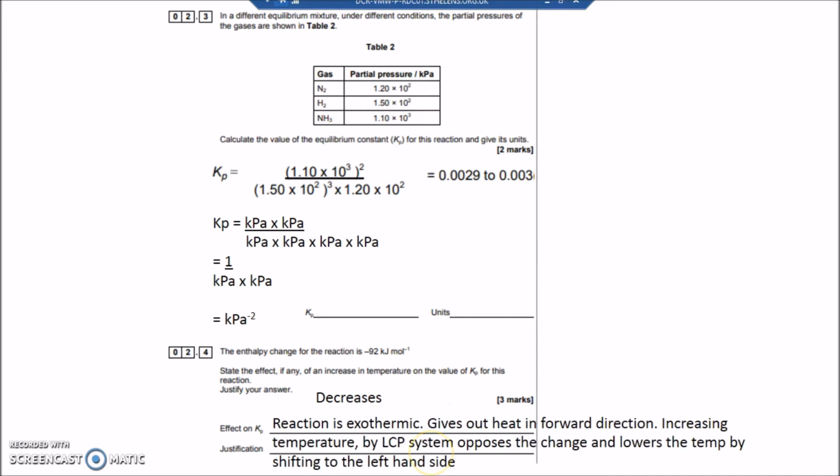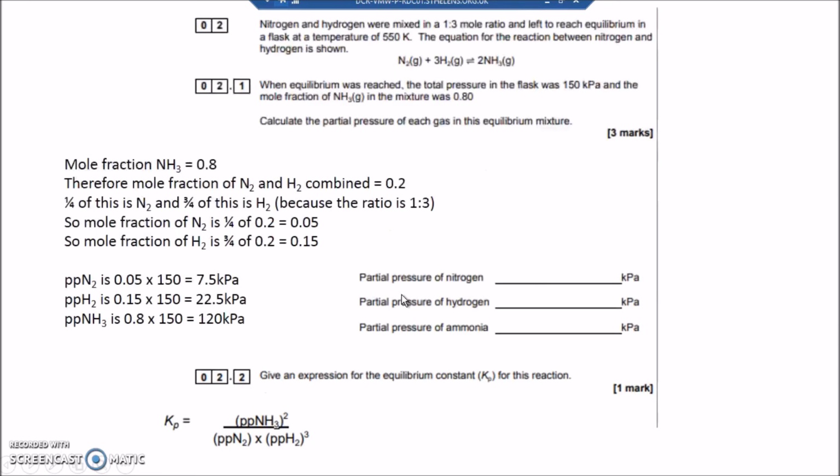So it's going to decrease. If it goes to the left hand side, then these values on the top, the ammonia decreases, because you're making less and less ammonia, you're making more and more nitrogen and hydrogen if it's shifting to the left hand side to try and lower the temperature. So you're making more nitrogen and hydrogen and less ammonia. So if you're making less ammonia and more nitrogen and hydrogen, the numbers on the bottom are going up and the number on the top is going down.